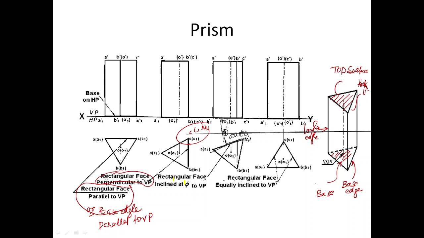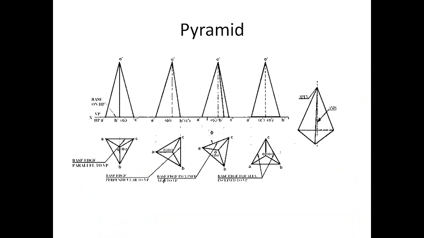So next one, a rectangular face equally inclined to VP. If you just observe the faces A1, C1, B1, these two surfaces are equally inclined to the vertical plane. Now this is the position of the prism. Next you observe the positions of the pyramid.